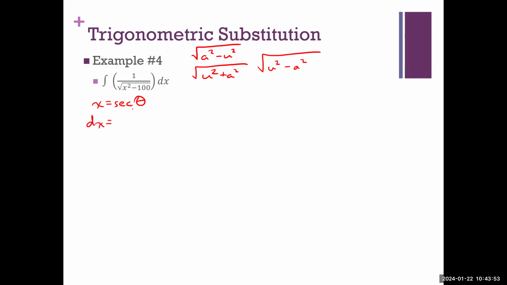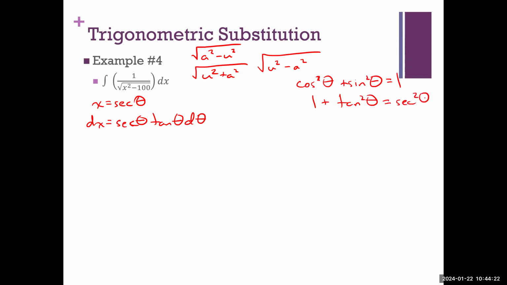If x equals secant theta, then what's dx equal to? Secant theta tangent theta d theta. So let's look at the Pythagorean identities again and see if this gives us any idea about whether this is going to work. If I divide everything by cosine squared, I get 1 plus tangent squared theta equals secant squared theta. Let's solve for the one we actually wanted to do. Oh, no, it's already solved that way.